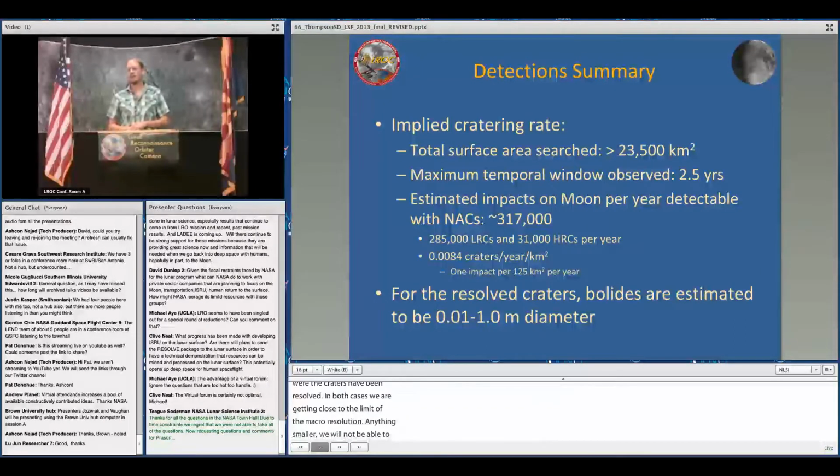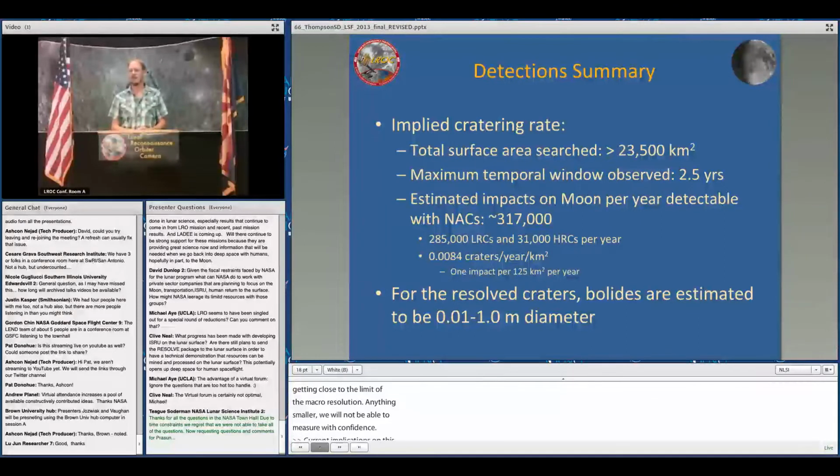So our current implications on this are, out of the nearly 25,000 square kilometers we've looked at, and the maximum temporal window between a pair is 2.5 years. If you extrapolate that to the whole moon, we're estimating about 317,000 impacts on the moon per year that could be detectable with the NACs. And put another way, that's about one impact per 125 square kilometers per year. Numbers like these might help get at some hazard assessments.